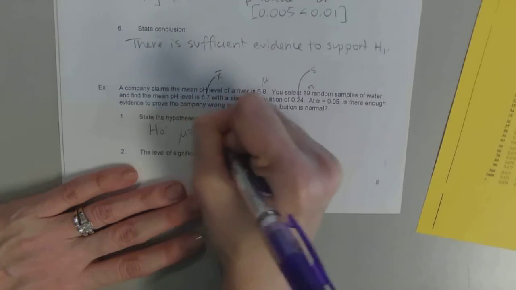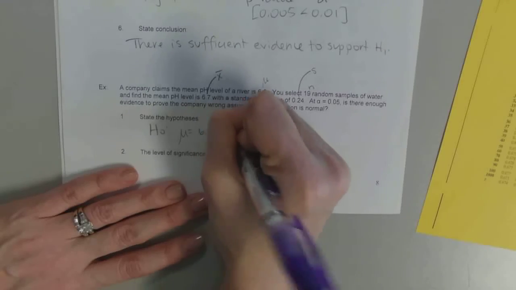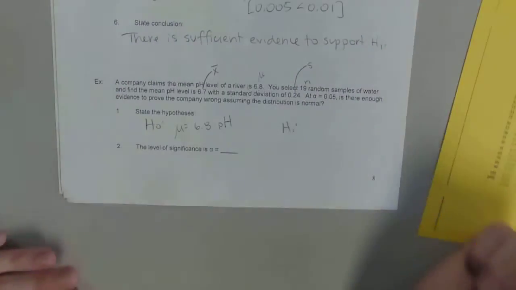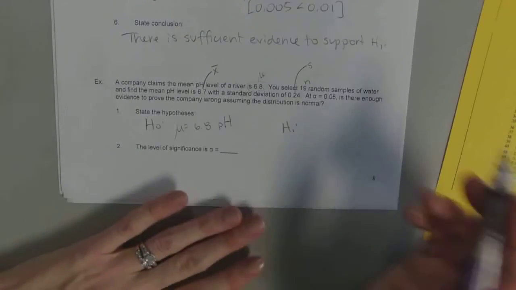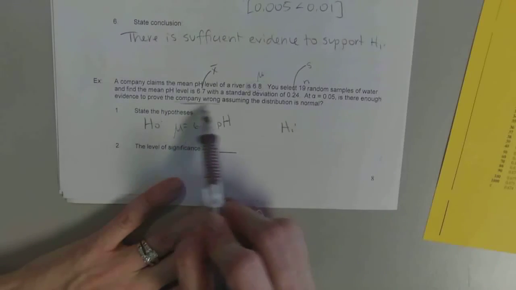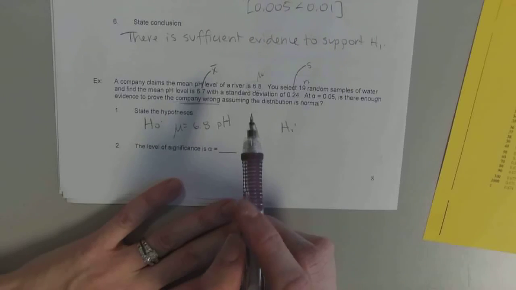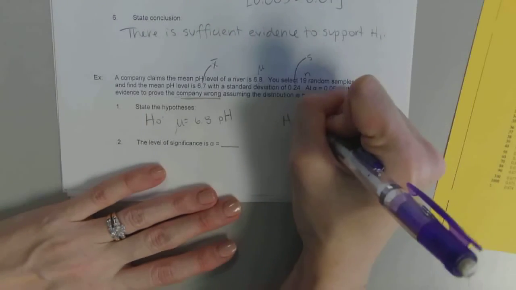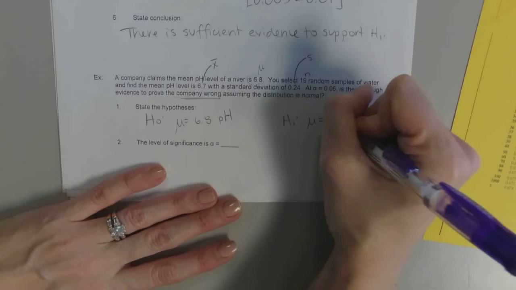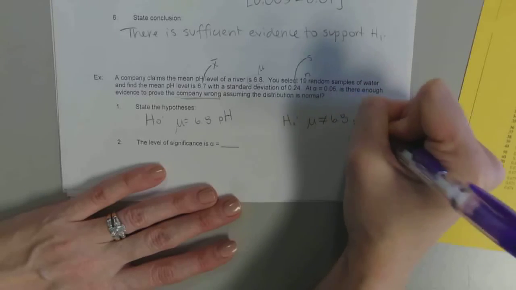So what do they claim it is? They claim that it's 6.8 pH. There's a unit there, so we'll just make sure. That's not the right unit, but we're showing that we know it has units. And we're trying to prove the company wrong. How do we prove that it's wrong? Doesn't equal, right? Even though our average of 6.7 was less, we don't care. We're just trying to prove they're wrong, so we don't care in which direction. So we're going to use mu is not equal to 6.8 pH.